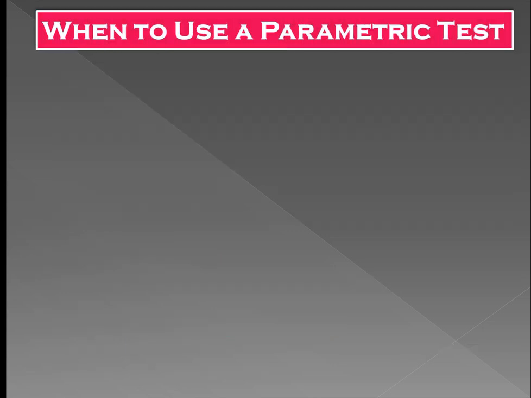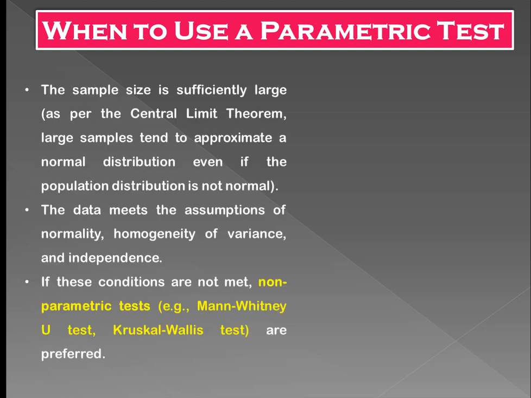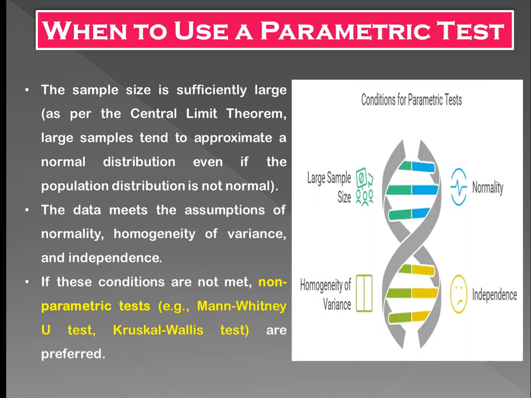When to use a parametric test. The sample size is sufficiently large. As per the central limit theorem, large samples tend to approximate a normal distribution even if the population distribution is not normal. The data meets the assumptions of normality, homogeneity of variance, and independence. If these conditions are not met, non-parametric tests, e.g., Mann-Whitney test, Kruskal-Wallis test, are preferred.